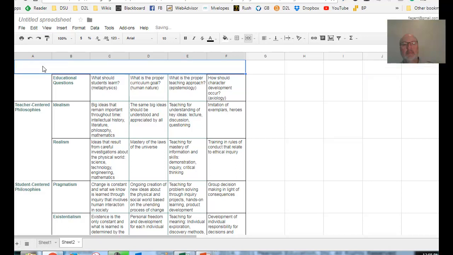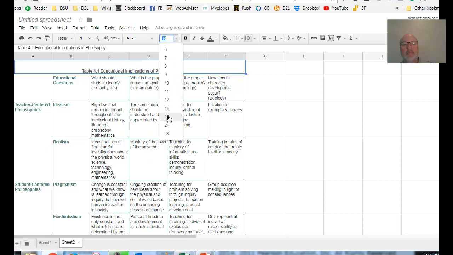Pull it down a little bit. I'm going to say it's right here. Okay. And I'm going to merge those so you have them. I'm going to center it just so it looks a little better for you.